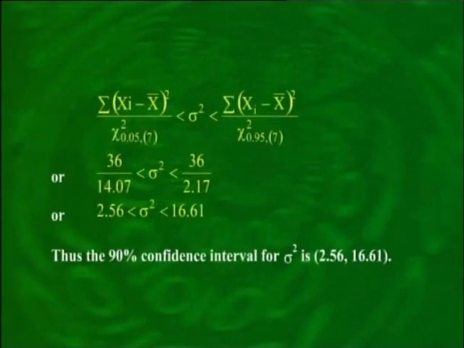Substituting this number 36 in the lower and upper limits, we obtain 2.56 as the lower limit and 16.61 as the upper limit of our 90% confidence interval for sigma square. Students, we have found the 90% confidence interval for sigma square. The values are lower limit 2.56 and upper limit 16.61. Now, this seems to be a bit wide, right?